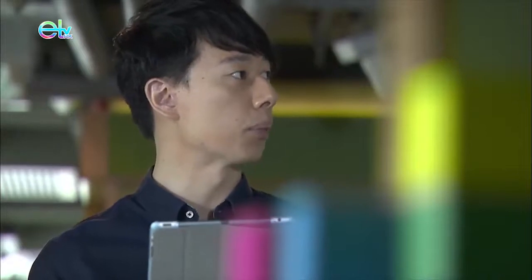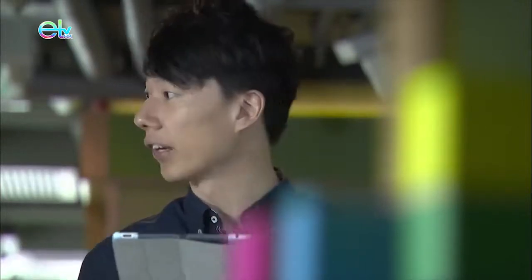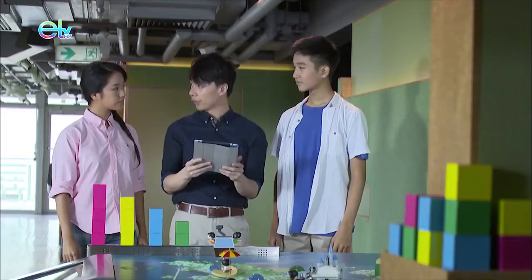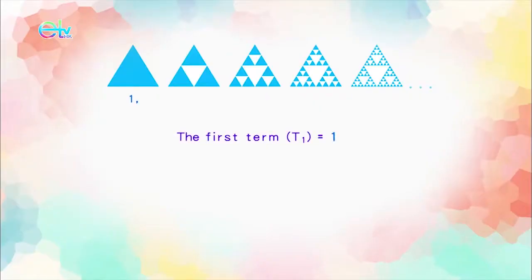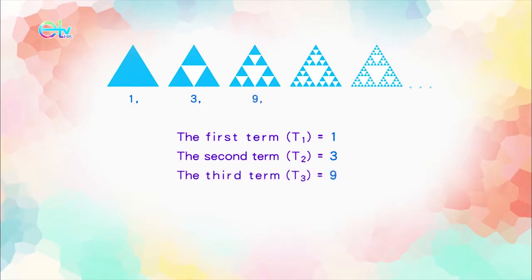If there is a sequence that represents the number of solid triangles in every figure of the Sierpinski triangle, can you work out the first to 5th terms of the sequence? First, we need to consider the changes of the figures. The change from one figure to the next is actually a change from one solid triangle to 3 small solid triangles. The first term is 1. That means there is 1 solid triangle. The second term is 3. That means there are 3 solid triangles. The third term is 9. That means there are 9 solid triangles.